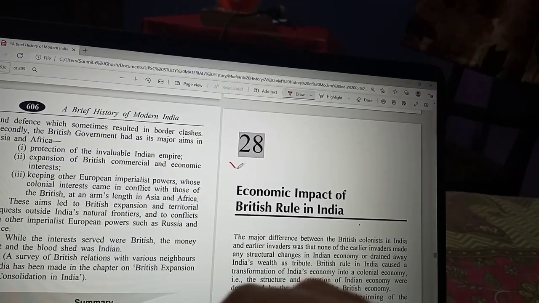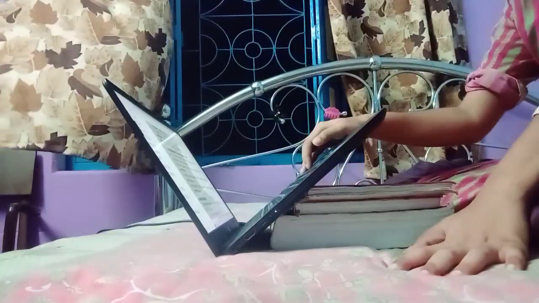So now here comes the 28th chapter, the economic impact of the British in India. Economic impact means they drained all of the wealth from India, and how they made a revolution in their own country.